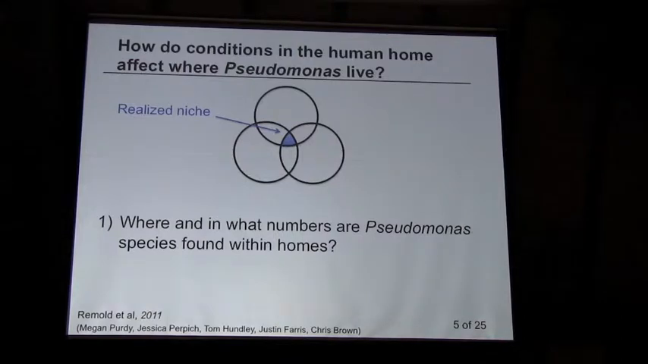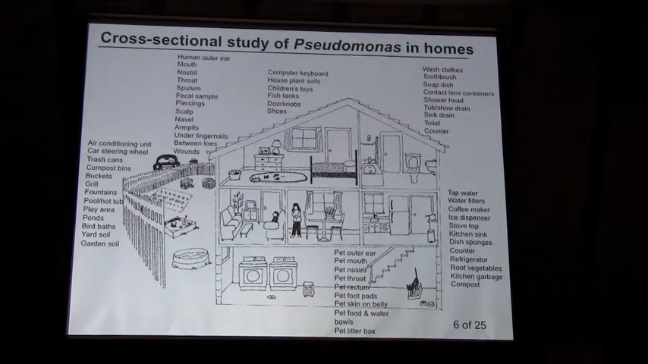So where and in what numbers are Pseudomonas species found in homes? We do this culture-based approach. I'm going to talk about two studies, the cross-sectional and the longitudinal. We sample everywhere. We go to people's homes and we sample. We have a list of between 100 and now about 150 places that we look for. Not everybody has a hot tub, so not every house gets all 150 samples taken. But the purpose of this is to try to look broadly, not only in places where we expect to see it, but also in places where we might be surprised. Also, if we want to say that something isn't somewhere, I think it's important to look.